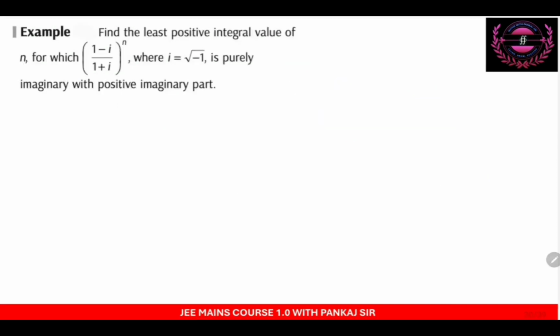Let's move to the next question. So read this question. In this question we have to find the least possible integral value of n for which ((1 - i) upon (1 + i)) raised to n is purely imaginary with a positive imaginary part. So first of all we have to simplify (1 - i) upon (1 + i). Upon rationalization, we multiply with the conjugate of the denominator, which is 1 - i.